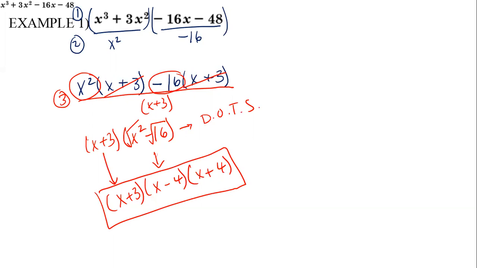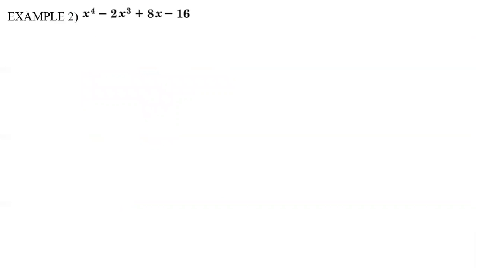Now, if it was an equal sign, then I could proceed and set them equal to 0 and solve. But it's just asking to be factored, and that's all I'm going to do. Okay. Example 2.